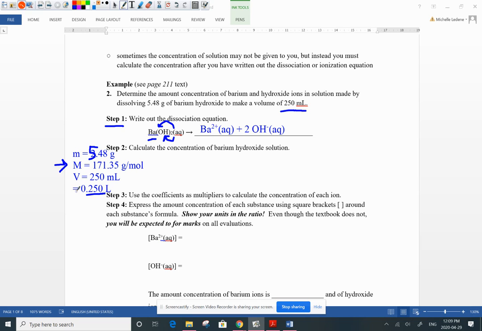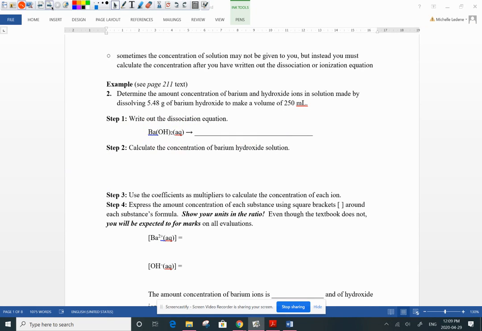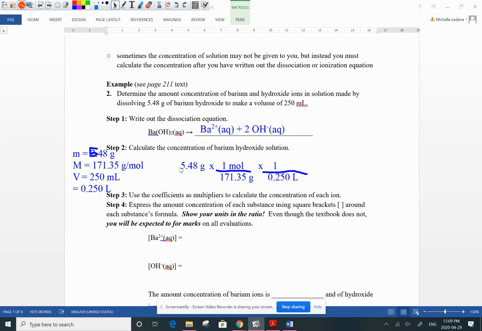I write out all the information I have, and now I'm going to find out what is the concentration of the barium hydroxide. Just like the last question, I'm going to start with the barium, this guy here, and then I will be able to use the mole ratio. So 1:1 for that guy, but this is a 2:1 ratio for the hydroxide to the barium hydroxide. Okay, so I go ahead and I do my stoich.